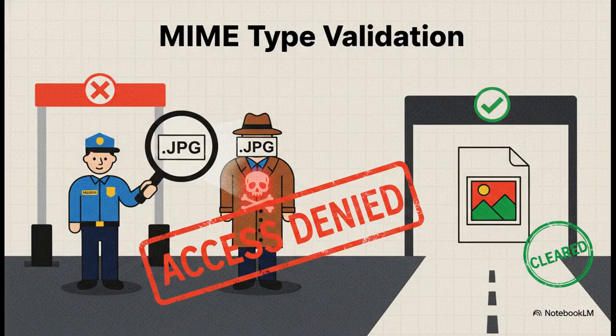Okay, this next one is a huge one for security. Never, ever trust the file extension. A malicious user could easily upload a script and name it something like evil.php.jpg. You have to validate the file's actual MIME type to make sure a JPG is really a JPG before you even think about processing it.